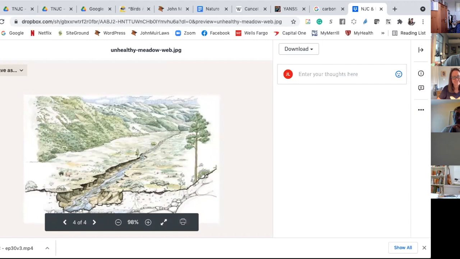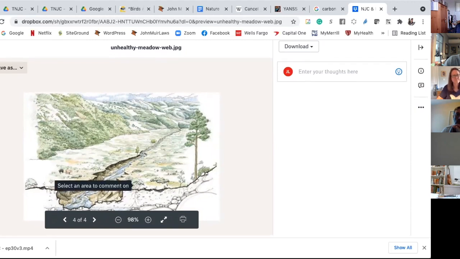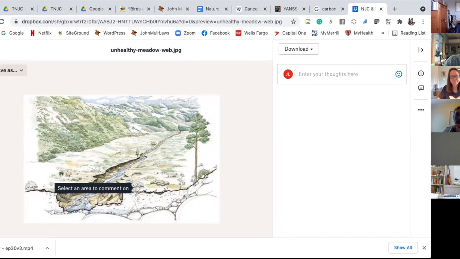Notice that the line between the ground and the cutaway, they've hit that with that dark line. That's an interesting kind of graphic choice, and I think it makes this graphic a little bit easier to read. That's cool.